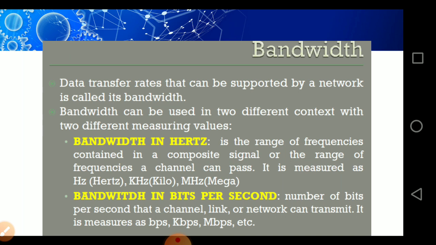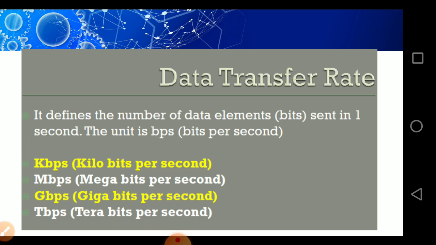Bandwidth in bits per second is the number of digital bits, binary digits, per second that a channel, link or network can transmit. It is measured as bits per second: Kbps means kilobits per second, then megabits per second, etc.